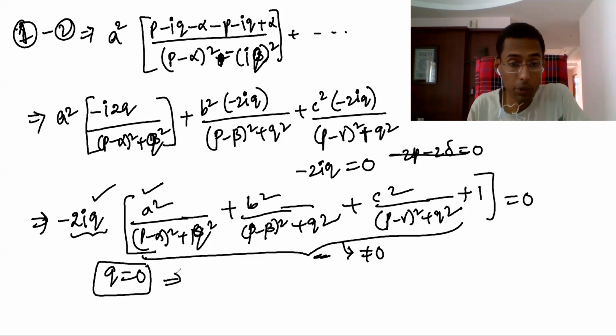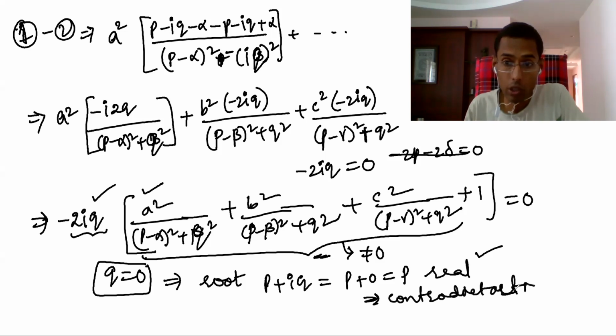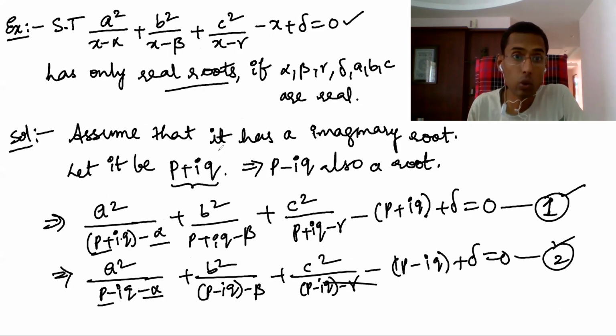If q is 0, that means what? The root p plus iq becomes p plus 0. P and q are real. P plus 0 equals p, that becomes real. So the root becomes real. That means this is a contradiction, a contradiction to the fact that the roots are imaginary. So what we have to show is that the roots are only real numbers. Only it has real roots.